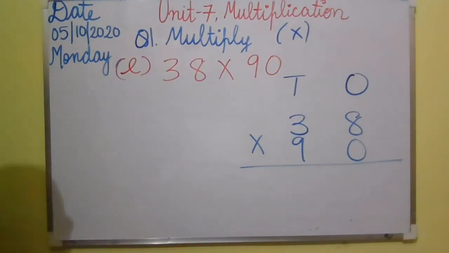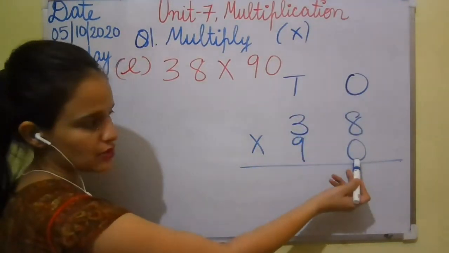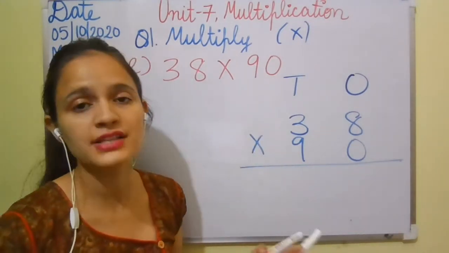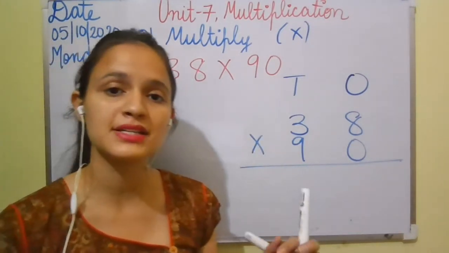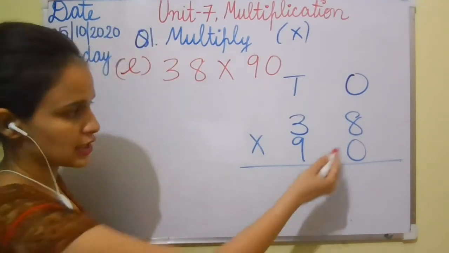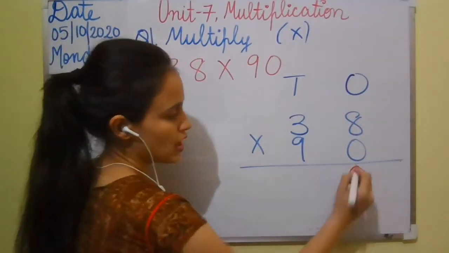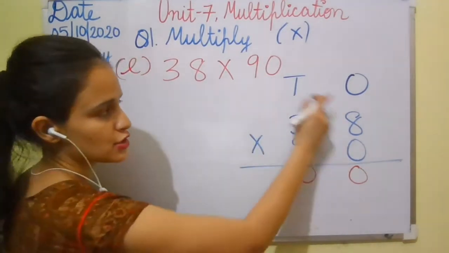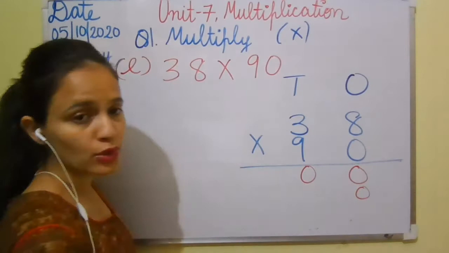Okay. So once we start to solve, 0 is there. 0 multiplied by 8, any number multiplied by 0, the answer will be 0. The result will be 0. Okay, so 0 multiplied by 8, the answer will be 0. Now again 0 multiplied by 3, the answer will be 0. Once that is solved, we are going to put a 0.